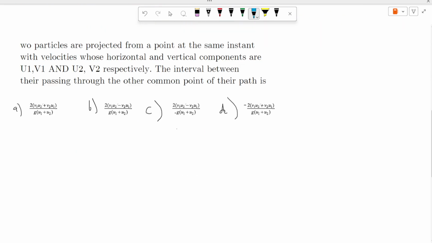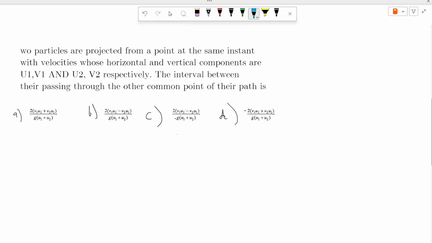Let's move on to the next question. So I got the options for it myself.